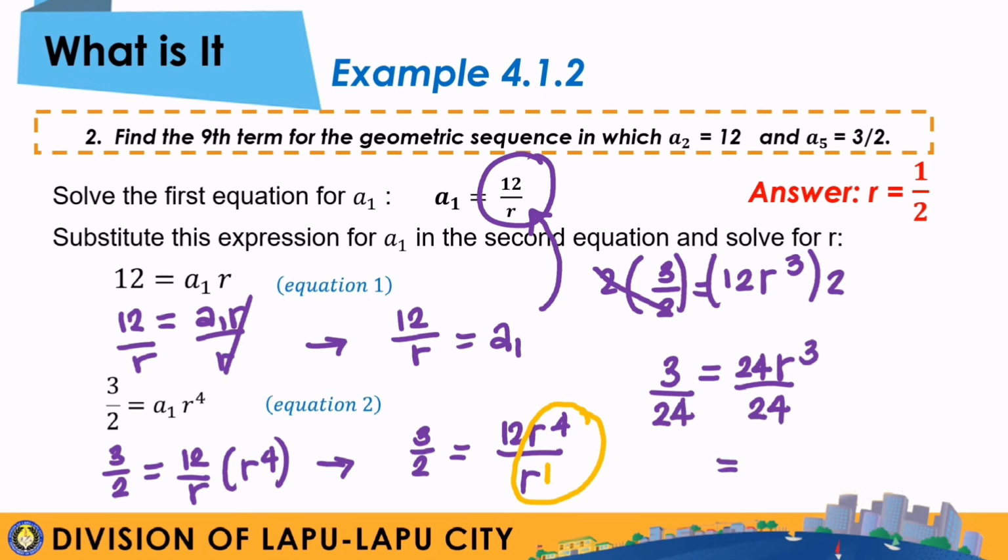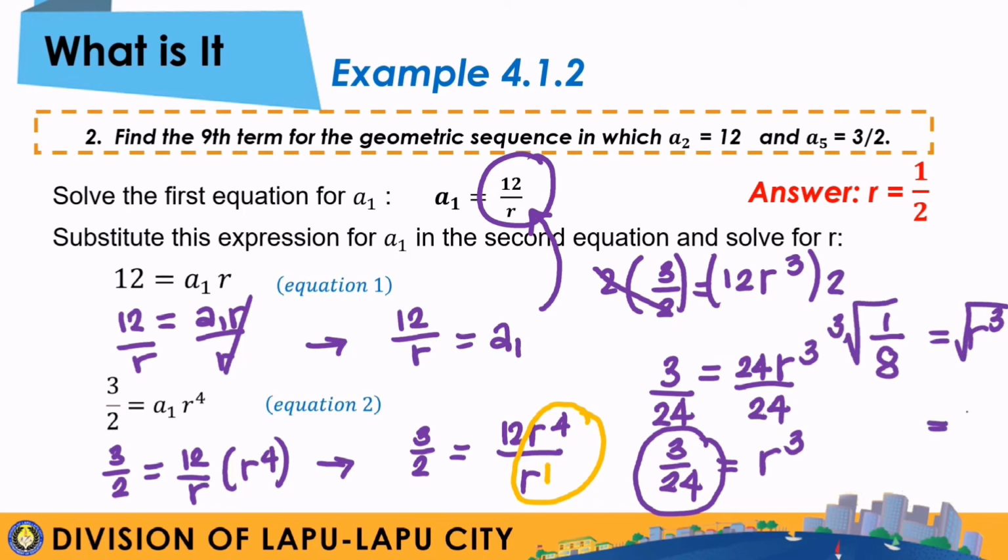And we have r cubed is equal to 3 over 24. Then we simplify this expression by their common factor 3. So 3 divided by 3 becomes 1, and then 24 divided by 3 is 8. So we have 1/8 equals r cubed. Then we can extract the cube root. So that would be r. Now, the cube root of 1 is 1. And the cube root of 8 is 2. So therefore, our r is 1/2.